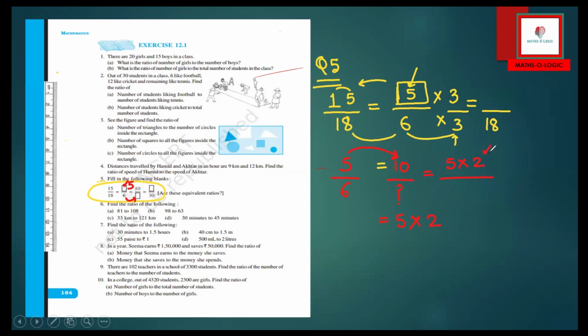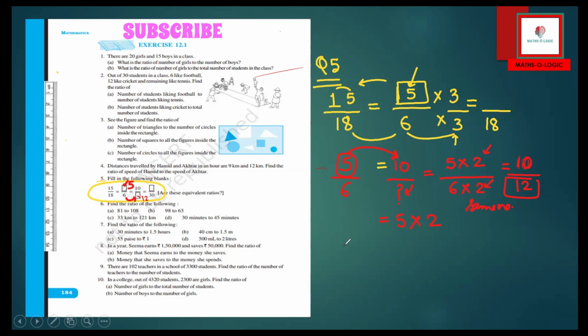So if I'm multiplying 5 with 2, 6 को भी मुझे 2 से ही करना होगा, the same number, ऊपर नीचे multiply. So this will become 12. So now this is also that. This is now 12. Okay, so you got this as 10 by 12. Now what? So the next one is some box divide by 30.